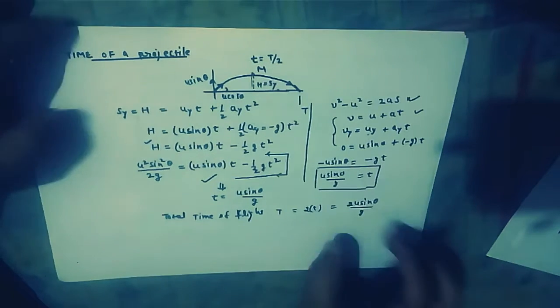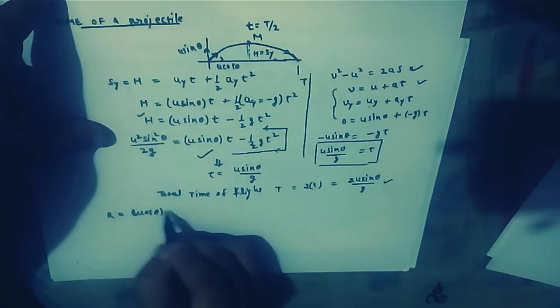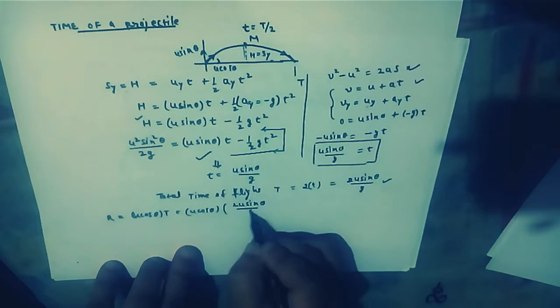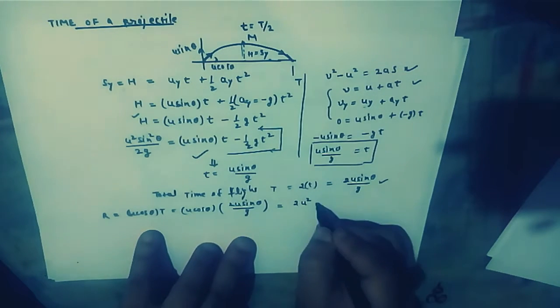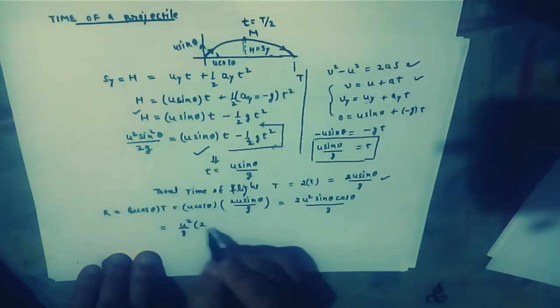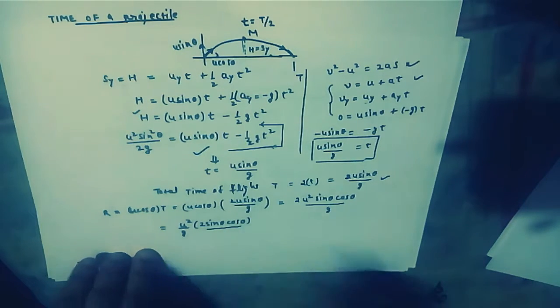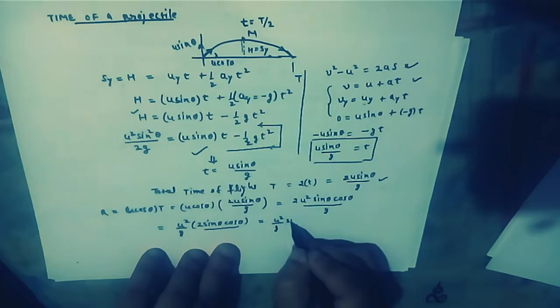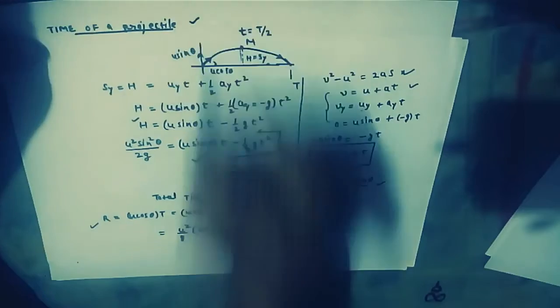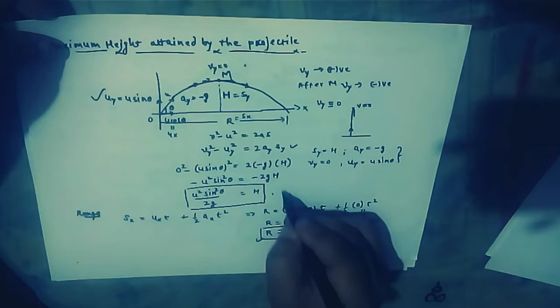By using this we can find the value of range, which we already have calculated. The range would be u cos theta into capital T, where this capital T is 2u sin theta upon g. That gives 2u squared sin theta cos theta upon g, which is u squared upon g into 2 sin theta cos theta, and we know that 2 sin theta cos theta is nothing but sin 2 theta. So u squared by g into sin 2 theta. By now we have calculated the range, the total time of flight of the projectile, and the maximum height, right?